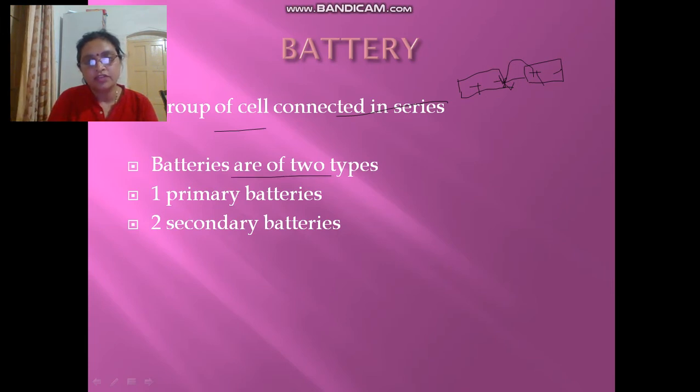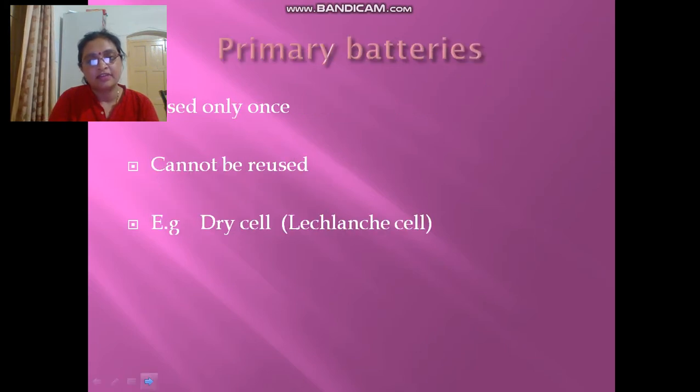Batteries are of two types: primary batteries and secondary batteries. Now, what are primary batteries and secondary batteries?